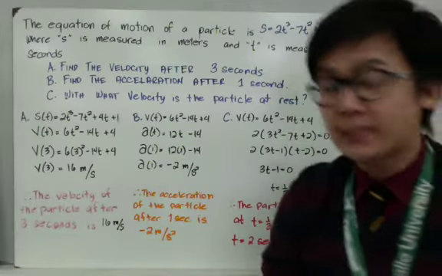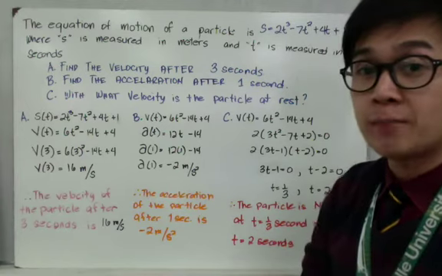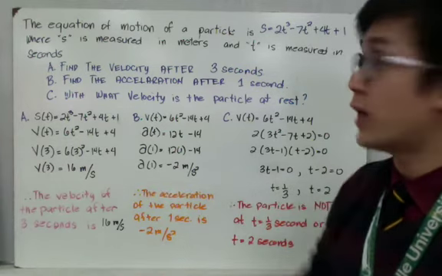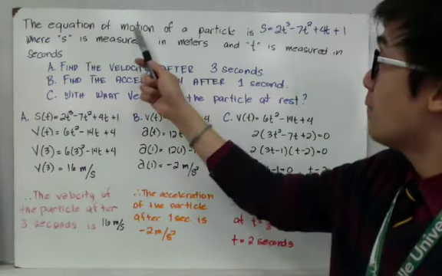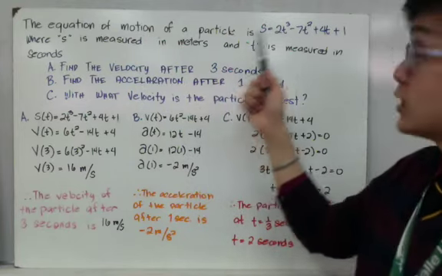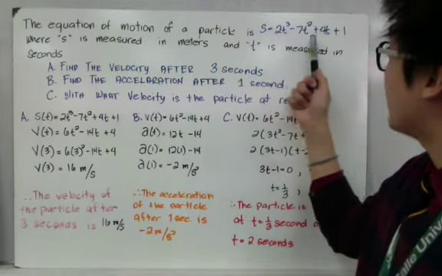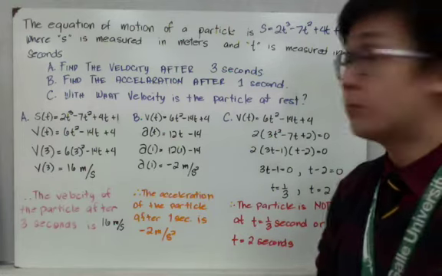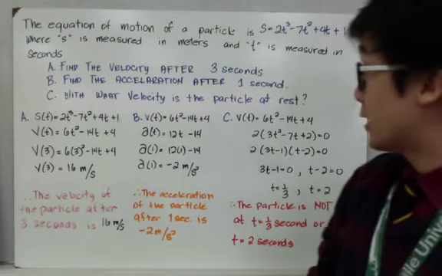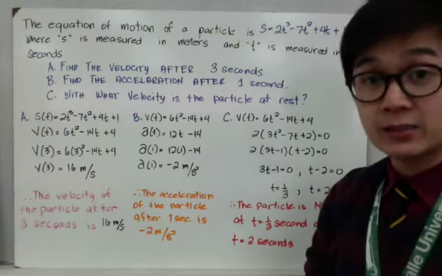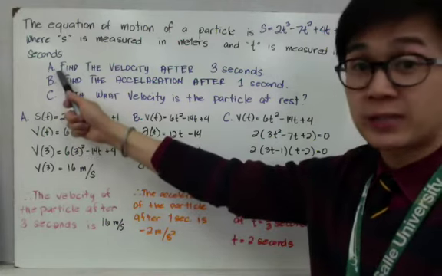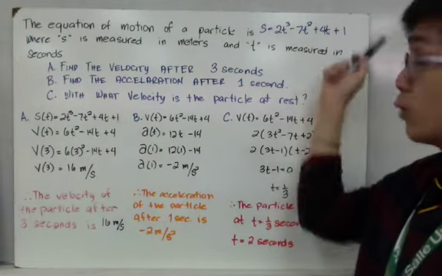Now in this example, we have an equation of motion and we need to answer these 3 questions. The equation of motion of this particle is s equals 2t cubed minus 7t squared plus 4t plus 1, where s is measured in meters and t is measured in seconds. Let's answer problems A, B, and C using our function.